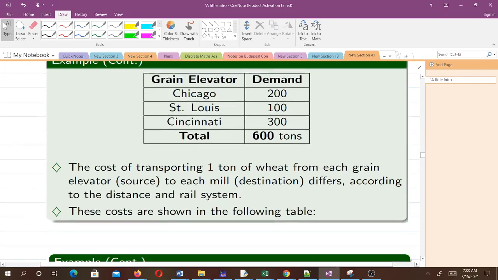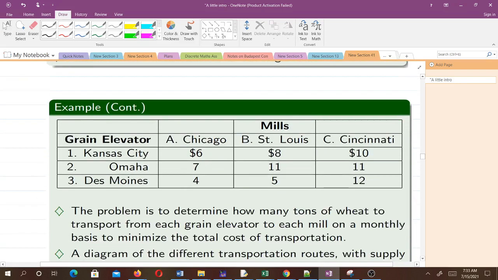So we also have to look at the cost. You see, the cost of transporting 1 ton of wheat from each grain elevator, that's the source, to each mill destination differs according to the distance and rail system. So these costs are shown in the following table.